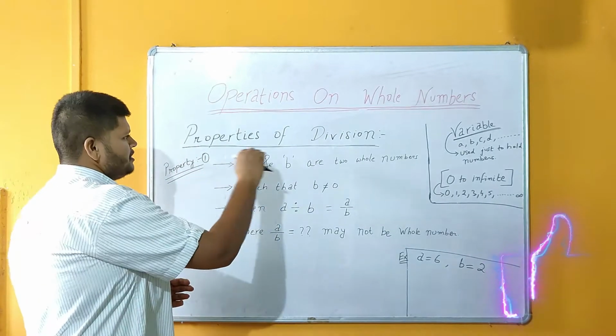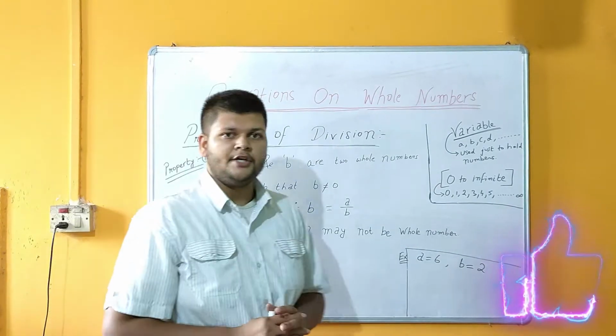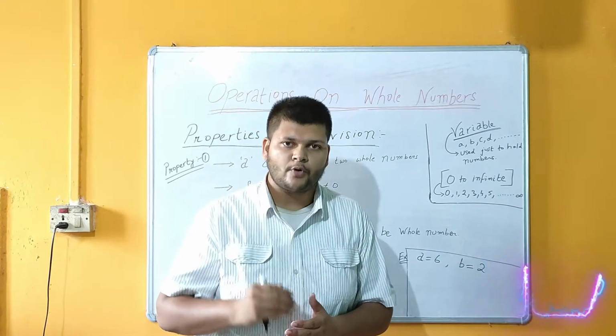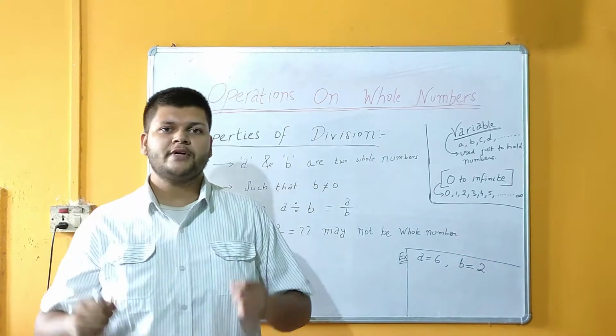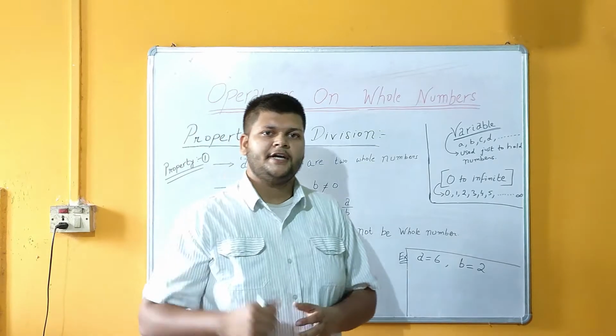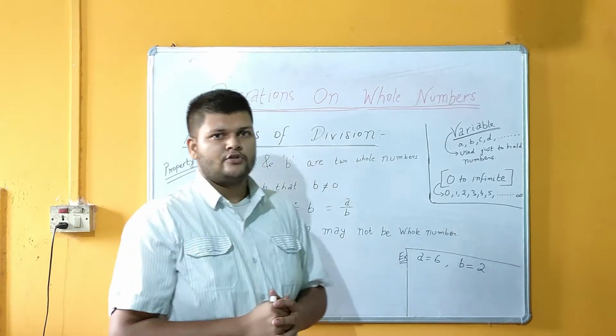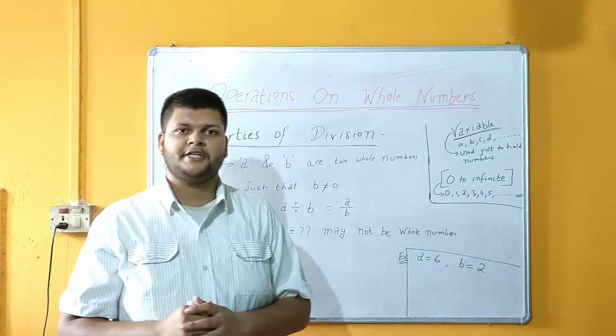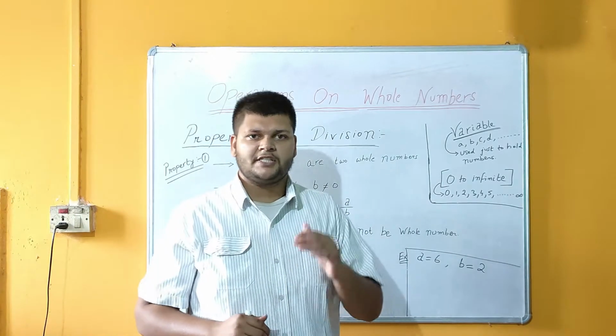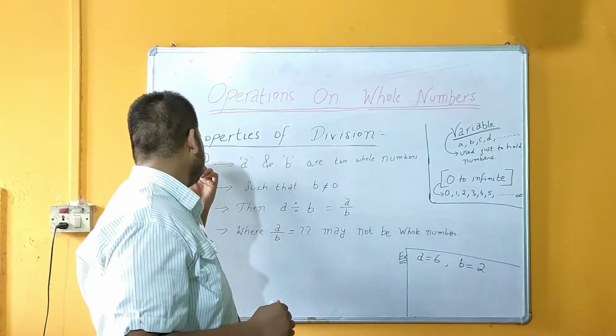So, in order to study this division operation, you have to deal with some properties. There are altogether 6 properties in case of division operation. We will study all those properties in detail. Without wasting time, we will get in touch with the first property.